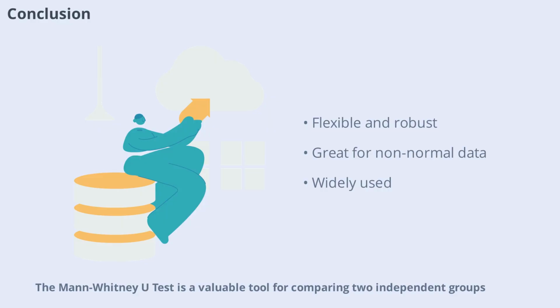The Mann Whitney U test is a valuable tool for comparing two independent groups, especially when your data doesn't fit the assumptions of parametric tests. Its flexibility and robustness make it a favorite in many fields. Remember the steps, check your assumptions, and you'll be ready to analyze your data with confidence.